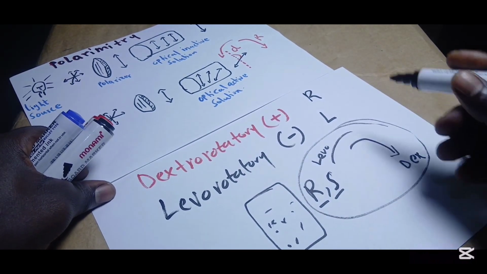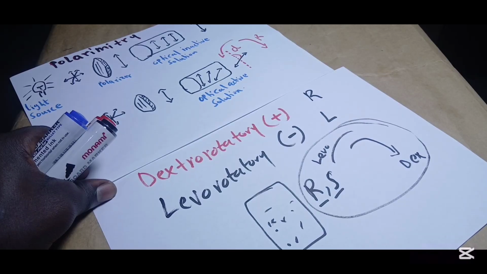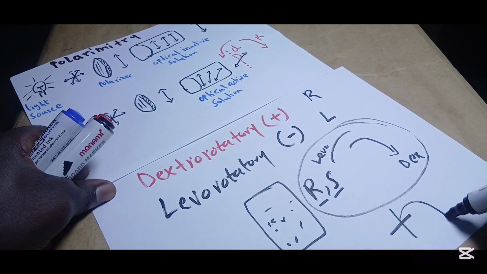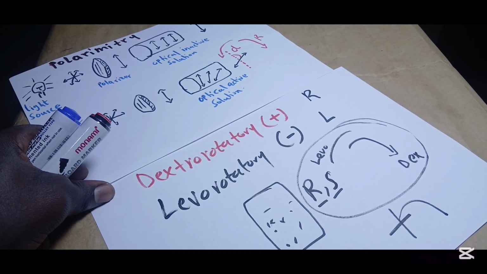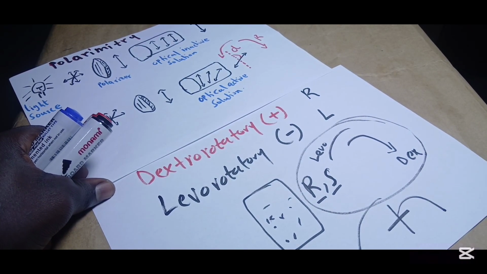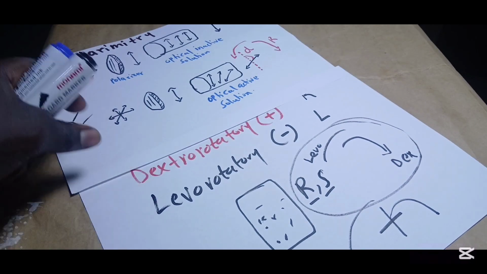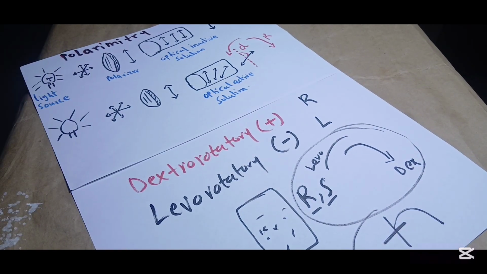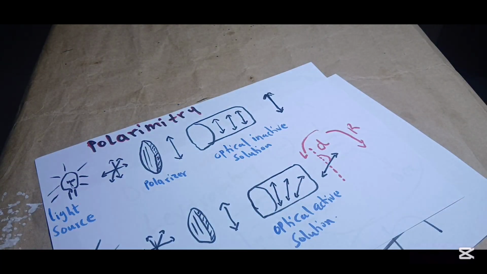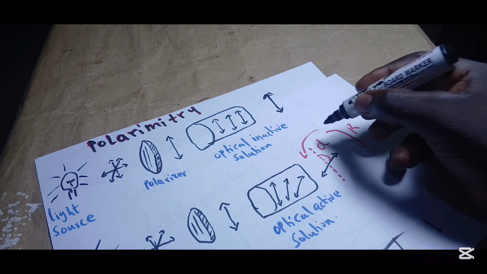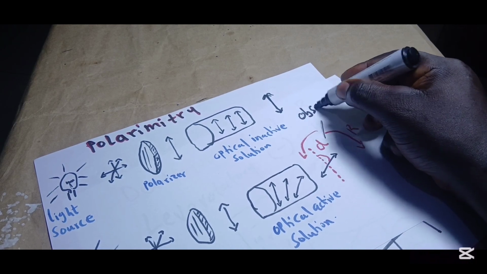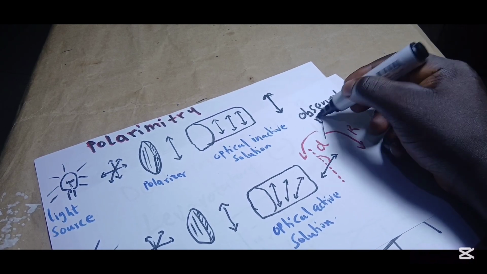The one that dominates will rotate the more angle. If R is more, then it's going to rotate to the right more. If S is more, it's going to rotate to the left more than the R. The one that dominates the solution is going to create more angle. This angle here, alpha, we call the observed rotation.